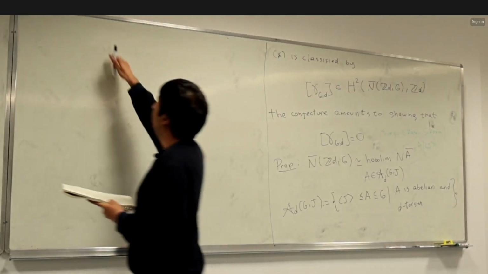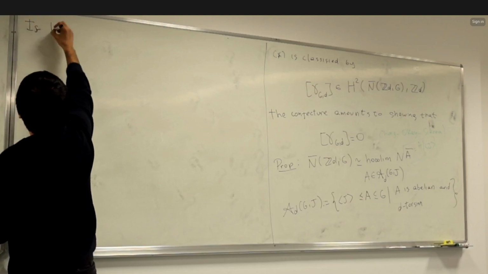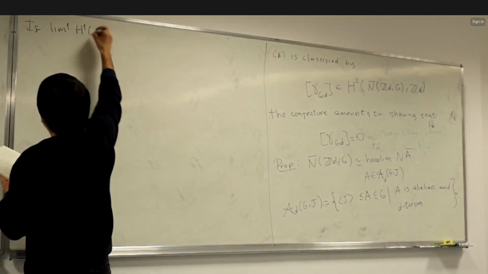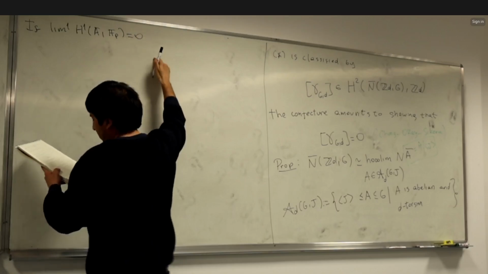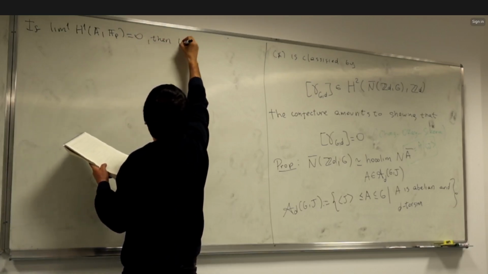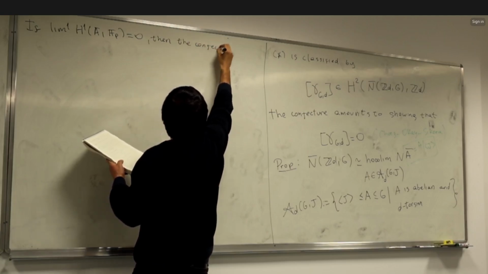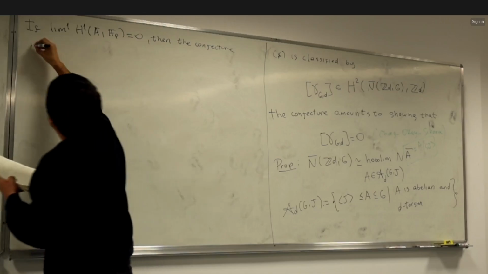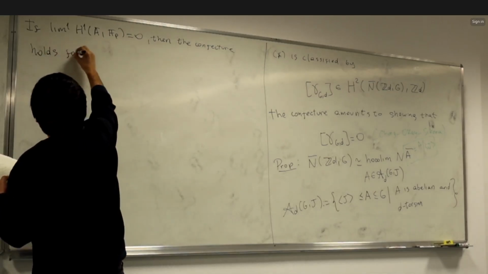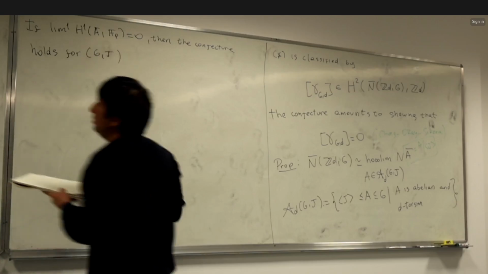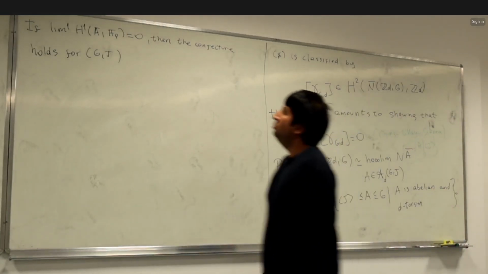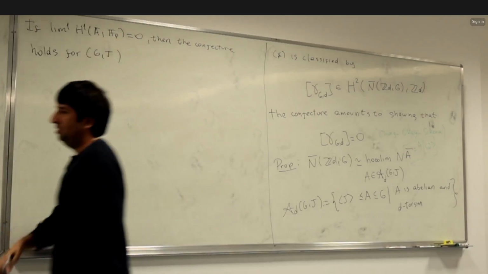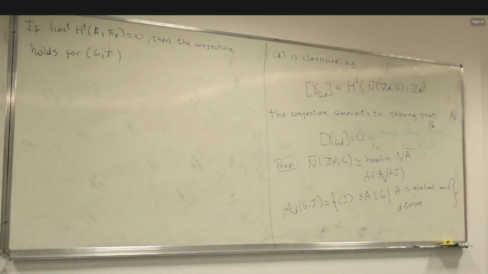Thanks, everyone. So if lim¹ H¹ is 0, then the conjecture holds for G J. Okay, so at some point we expected to show that maybe lim¹, this higher limit, is always trivial, but it won't be the case, in fact.